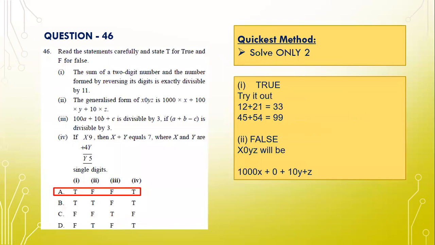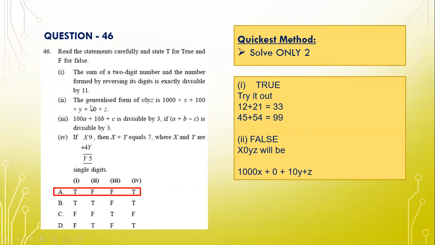Read the statements carefully and state T for true and F for false. Okay, the sum of a two-digit number and the number formed by reversing its digits is exactly divisible by 11, which is true. Try it out. 12 plus 21. 12 plus you inverse the digits, 21, is 33, isn't it? 45 plus 54. Again, 45 plus inverse the digits, 54, is 99. Again, all these are divisible by 11.